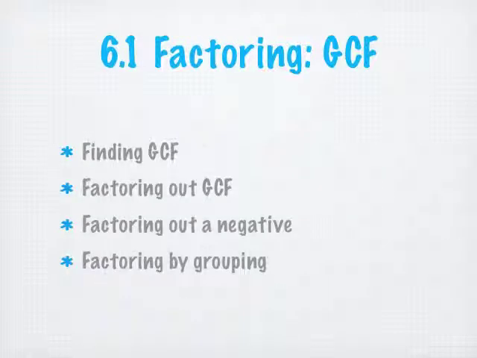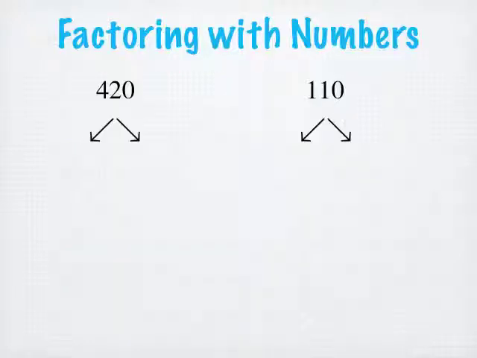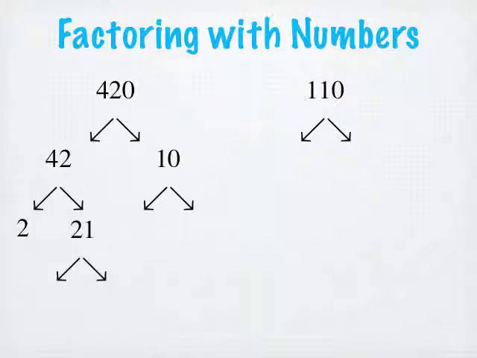So we will do two sections in this lecture, 6.1, which is factoring and finding the greatest common factor, and then we'll do grouping as well. So first of all, let's just remember factoring with numbers. If we had 420, well, we know 10 goes into it, so we could say that's 42 times 10. Now 42 isn't prime. 42 is 2 times 21, or 6 times 7.